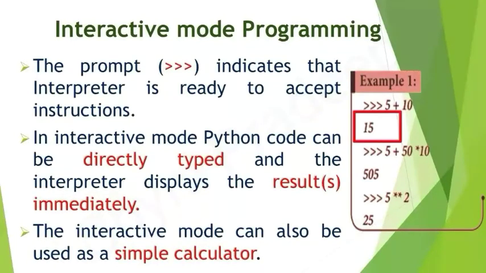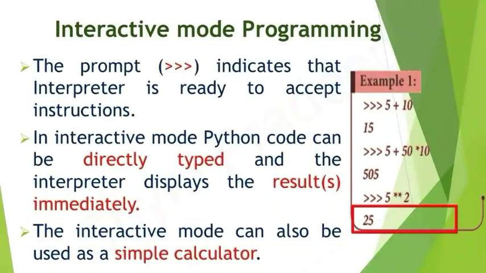It displays the results immediately on the next line. Okay, 5 plus 10 what? 15. It displays results immediately on the next line. Okay, if you want to get immediate results, you can use this interactive mode method. Okay, you can say this interactive mode as a simple calculator. Let's see another example. 5 square. 5 square means output what?